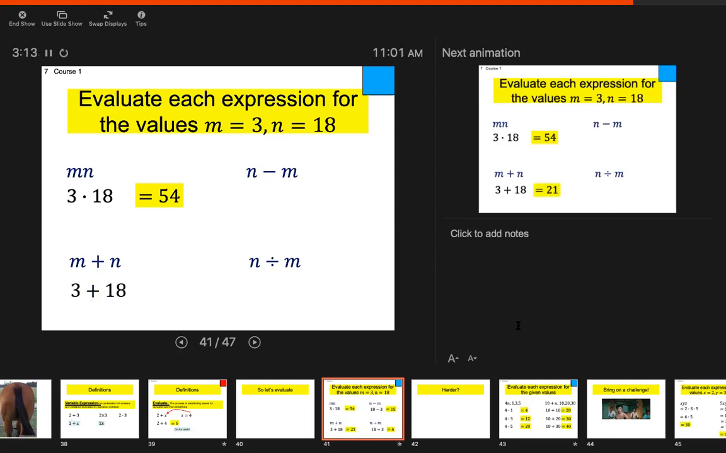Stop me if you're confused. You've got to be brave. I have no idea what you're doing. No idea whatsoever. Or, okay, I got this. Nobody's going to be brave and say, I'm lost. But it could also mean that you're not lost, too. Okay, 3 plus 18 is, go ahead. 21.